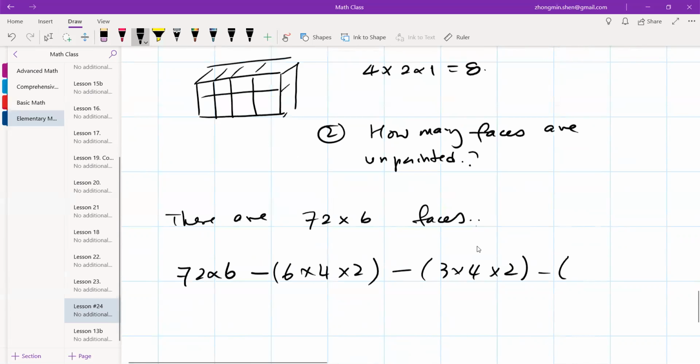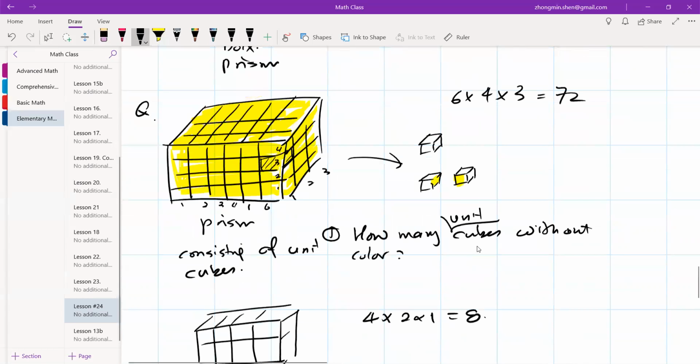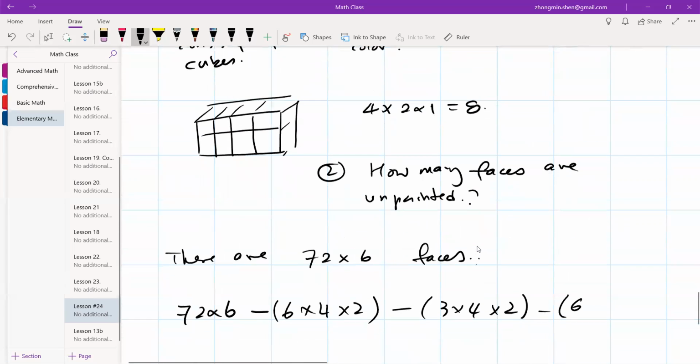And the up and down. Then the up and down, here's a 6, here's a 3, right? 1, 2, 3, and the 1, 2, 3, 4, 5, 6. So the top part, 6 times 3, right? And the bottom part, also 6 times 3 times 2.